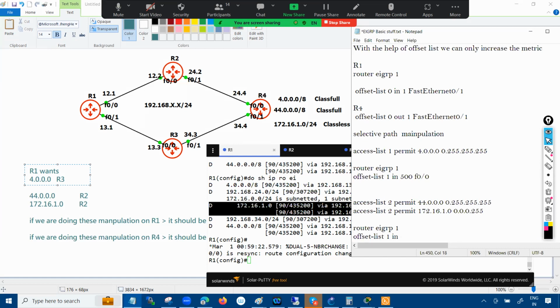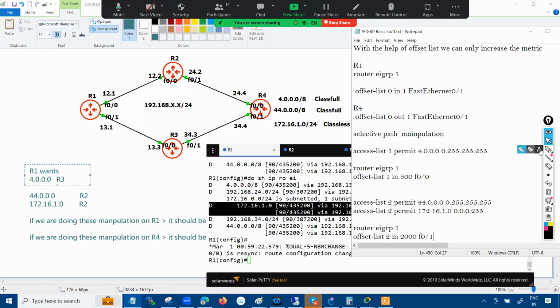And I'll make this guy the ACL number 2. Right? And I call this guy the inbound. How much offset I'm going to add? I'll say 2000. Any value you can take. It's a huge number, man. And on which interface? 0/1.